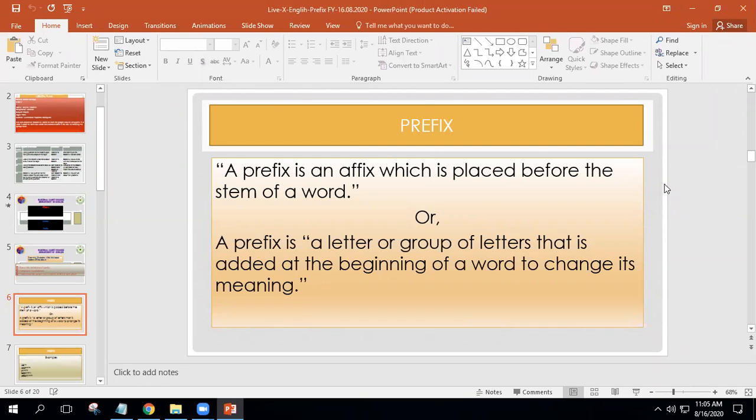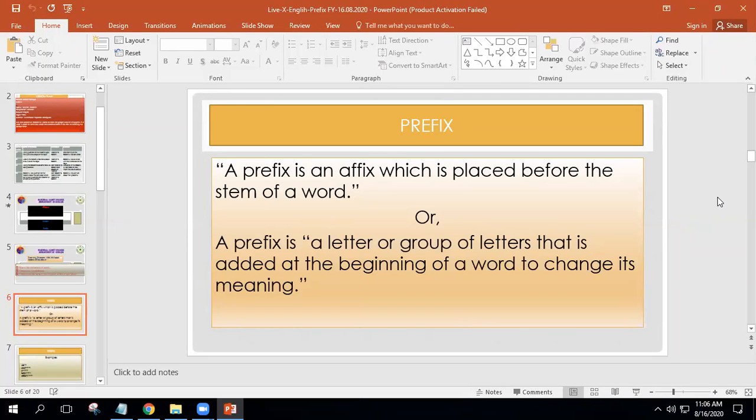First of all, let's know the definition of prefix. What is prefix? A prefix is an affix which is placed before the stem of a word. And what is the stem of a word? You all know that this is the root word. With the root word, if we add one or more than one letter with it, then those letters are called prefix, and those prefix make new words with new meanings. You can also define prefix as a letter or group of letters that is added at the beginning of a word to change its meaning.